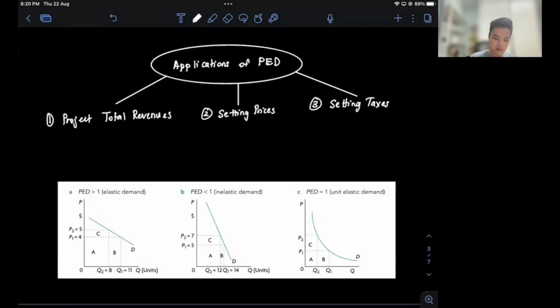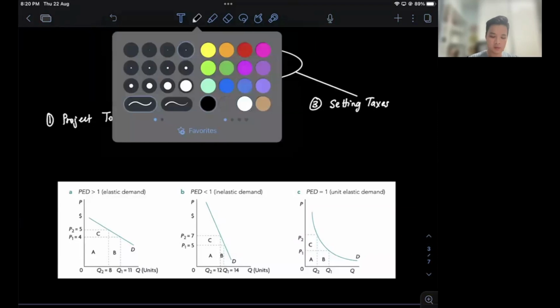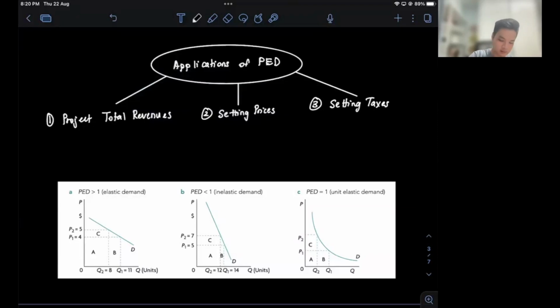So as you see in the first diagram, if a good has a more elastic demand, as we see in diagram A over here, increasing the price by $1, right, from 4 to 5, will lead to a decrease in quantity demanded of 3 units. So the potential revenue gain, which is area C in this diagram, is actually smaller than the potential revenue lost, which is area B over here. If you look at the area of that rectangle, area C is smaller than area B. So as a result, if the firms don't want to lose revenue, they should not increase their prices.